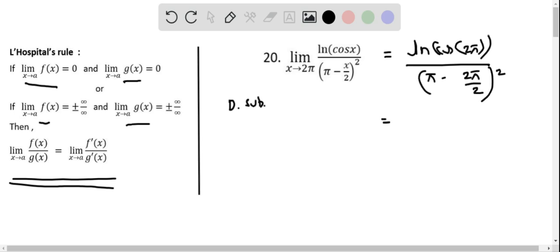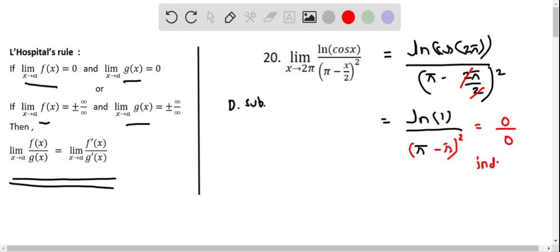So this is natural logarithm of the value of cos of 2 pi, which is 1. Therefore this becomes natural logarithm of 1 divided by, I can do this cancellation of 2 with 2, so it becomes (pi minus pi) quantity squared. Natural logarithm of 1 is 0 and pi minus pi is 0. So 0 squared is 0. So we end up with a 0 over 0 indeterminate form. And this means we can use L'Hopital's rule.